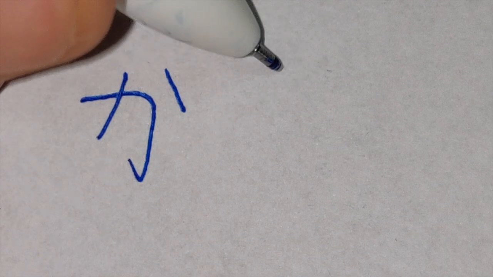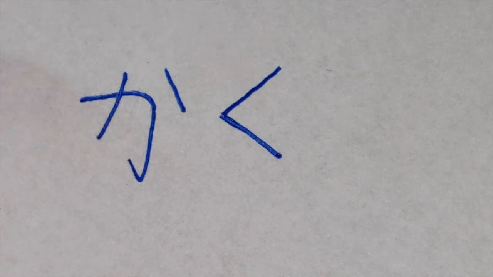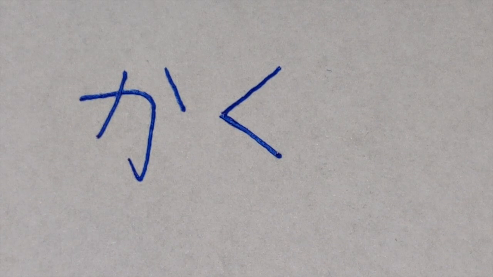Let's write an example word using the character we've learned earlier in this lesson. So we have ka, and then ku. These two characters pronounced together are kaku, which means to write.